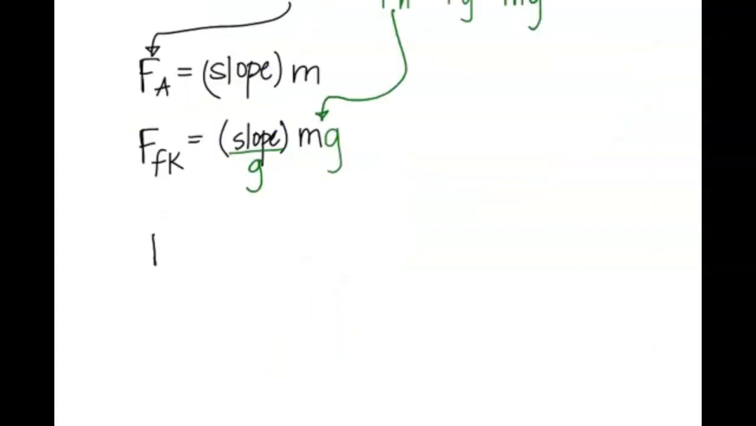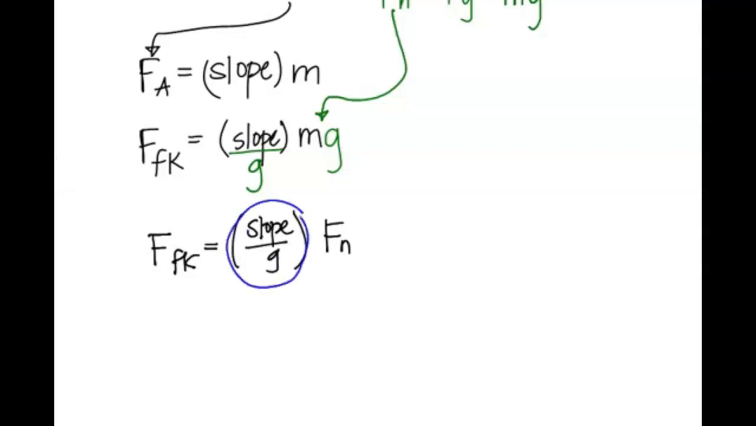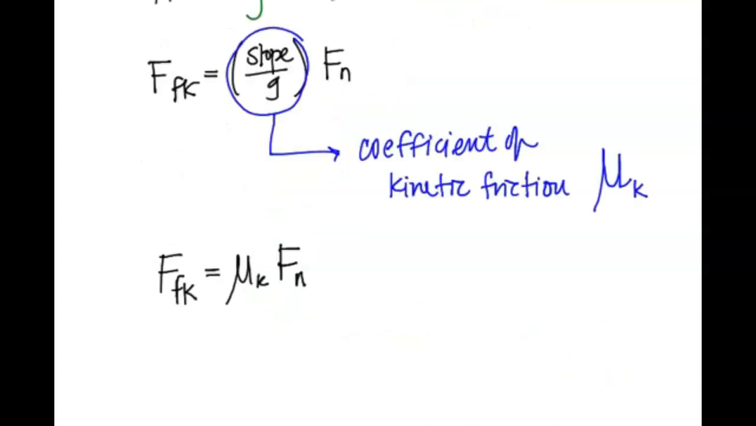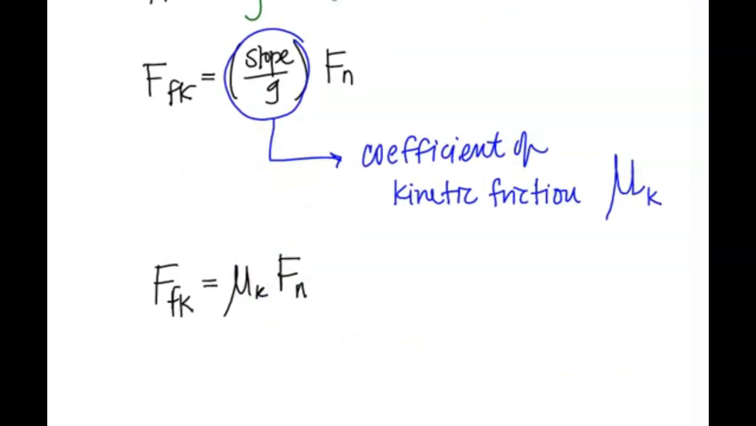So now I get the force of kinetic friction is equal to whatever your slope value was divided by g times the normal force. Now this value right here is constant for the surface to surface interaction. This right here is the coefficient of kinetic friction. And we use that symbol mu. So mu k.